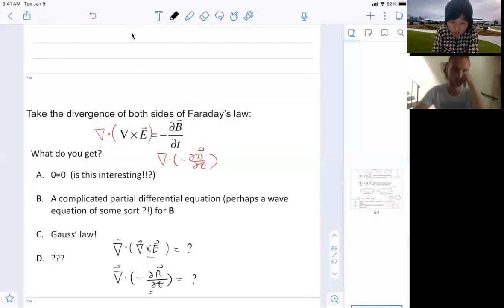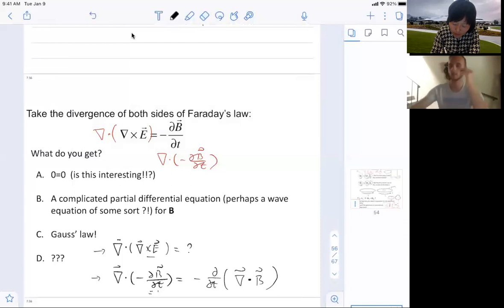But let's not do this one, let's do this one first. There is a derivative operation with respect to time. There is a divergence operation. So would it be okay if I say this is equal to d/dt of the divergence of B? Is that correct? I think that's fine, yeah. Yeah, I would agree too.